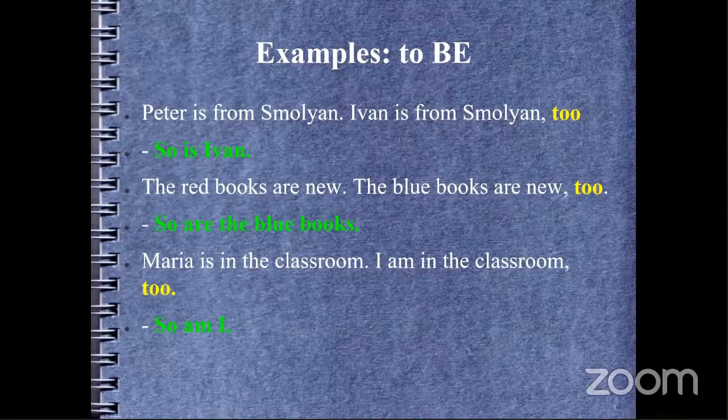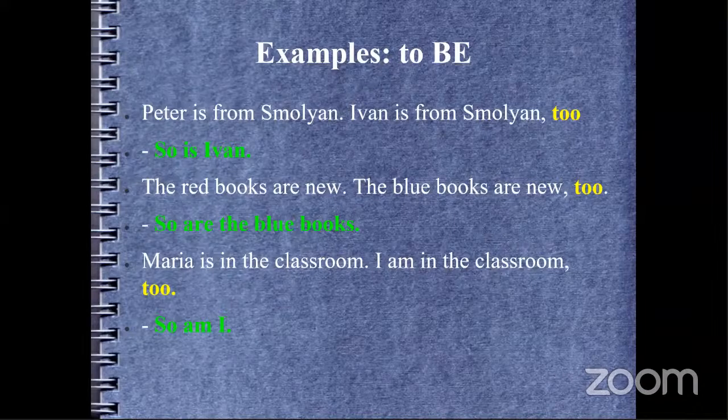Now, look at the second sentence. The red books are new. The blue books are new too. So we have two different sentences. Sentence number one, red books. Sentence number two, blue books. What is the adjective? New. So if someone says, the red books are new, so are the blue books. This is an agreement.